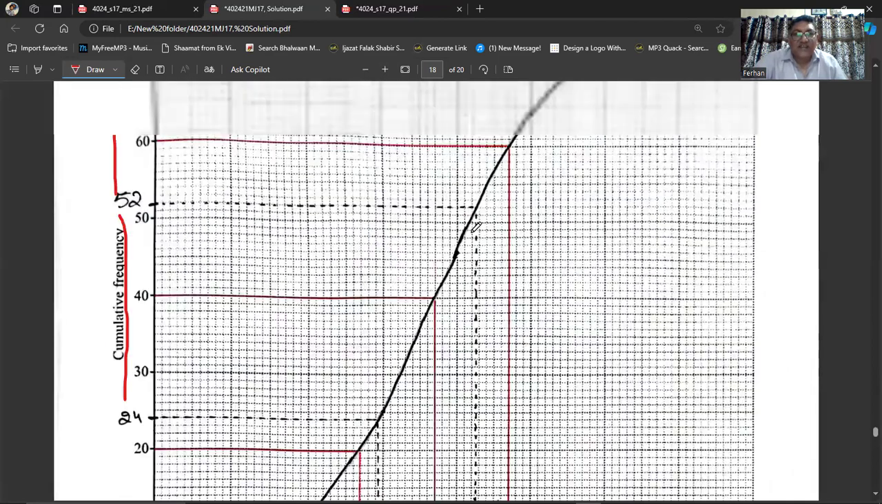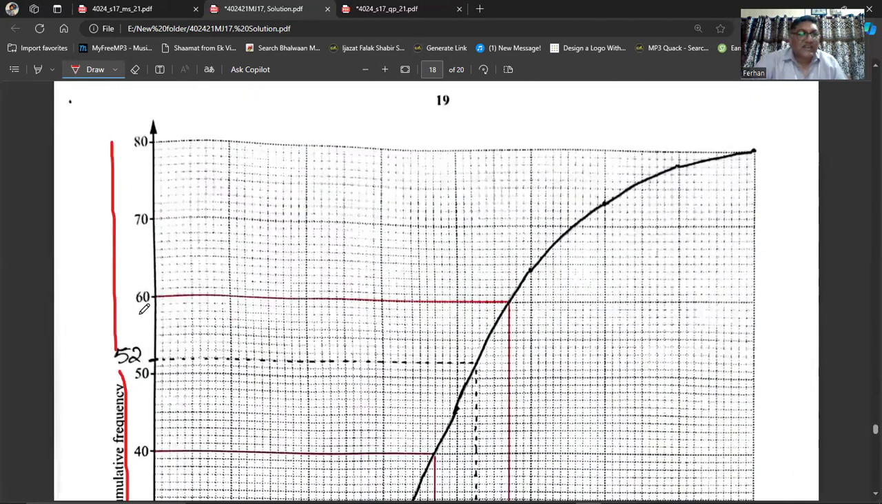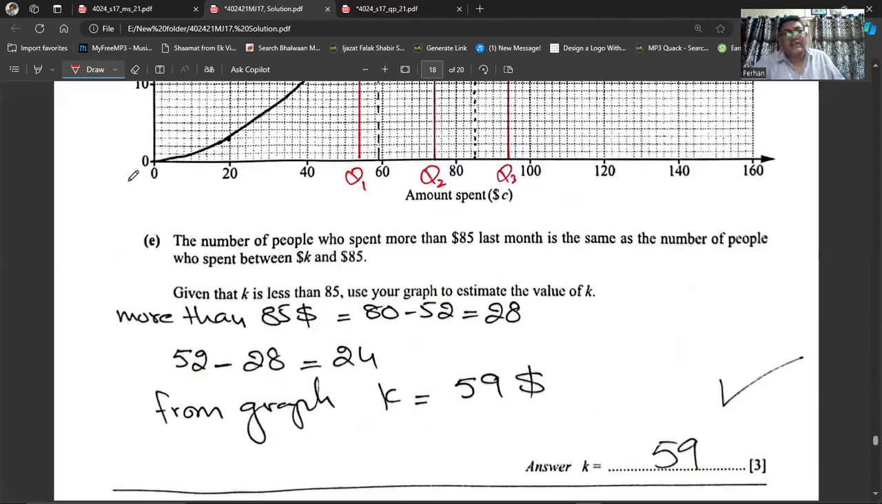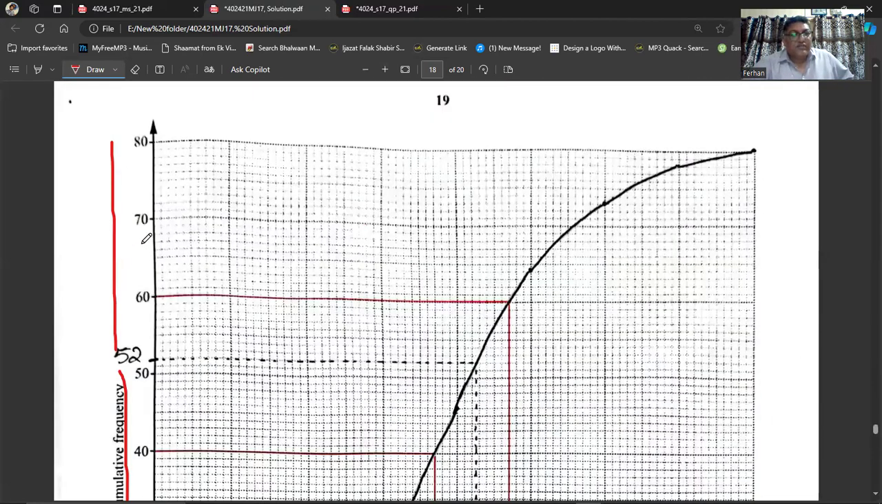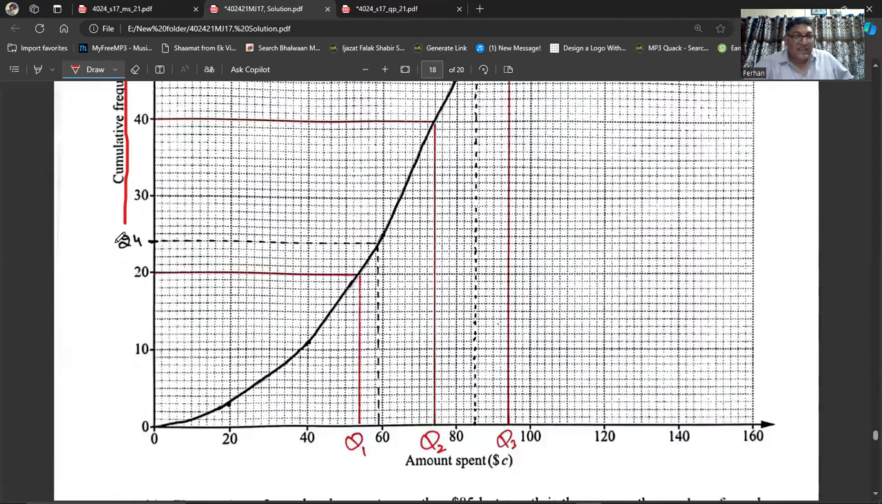This was the 85. I went there, then checked what the value is here. Then I checked how many people spent more than $85. That is 28. So from 52, I come 28 down. And this was 24. From here, I come here and check what the value of x is. That is the k value.